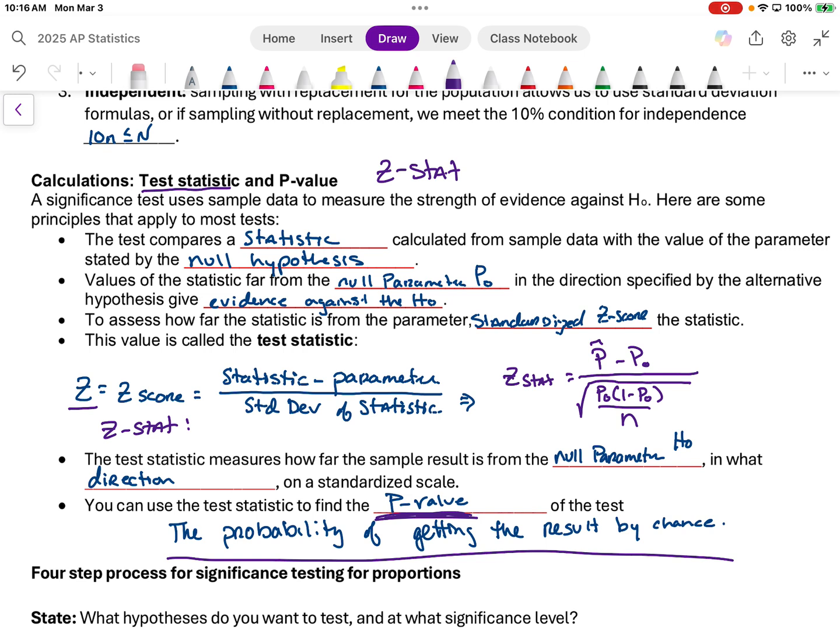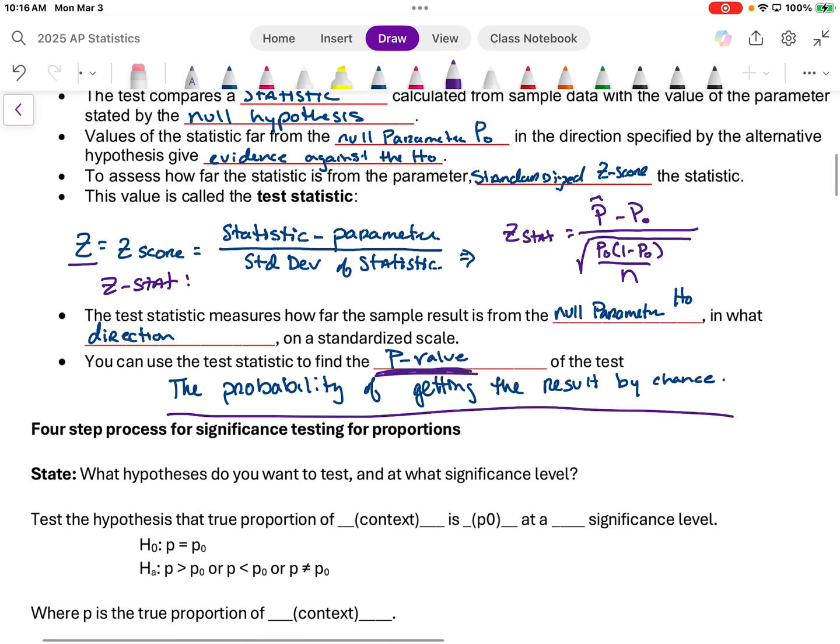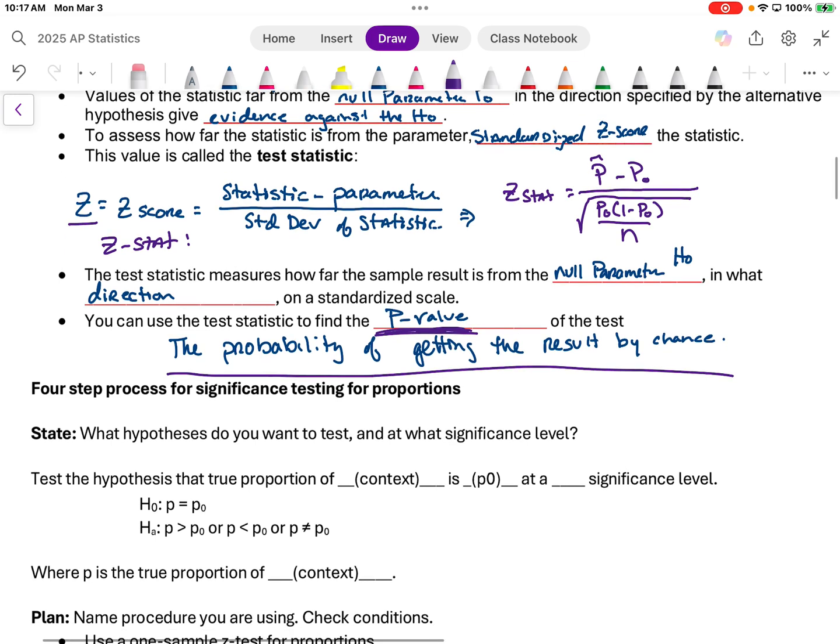As we talked about before, they're not going to tell you to use the 4-step process to do the significance test. You need to come out and go ahead and do it. So in our first stage, we're going to state what hypotheses we want to test and at what significance level. So here's an example. We're going to test a hypothesis that the true proportion, filling in what our proportion is, at a certain significance level. We write a little statement.